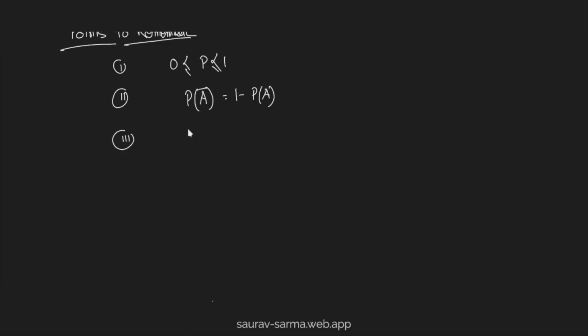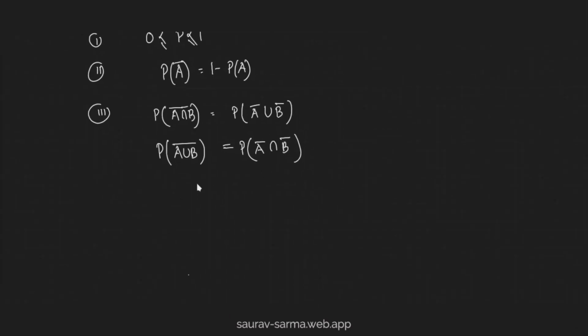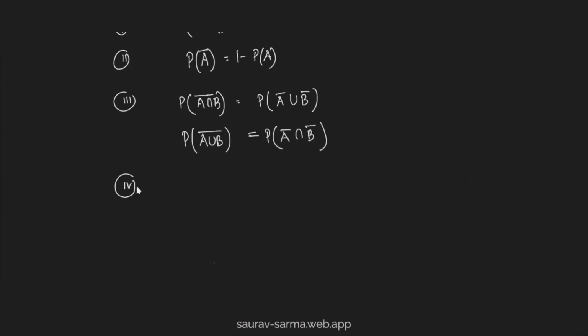Number 3 is probability of A intersection B, whole bar, is equal to probability of A bar union B bar. This is De Morgan's theorem. Probability of A union B, whole bar, is equal to probability of A bar intersection B bar. De Morgan's theorem.